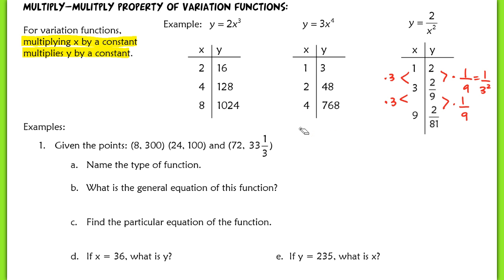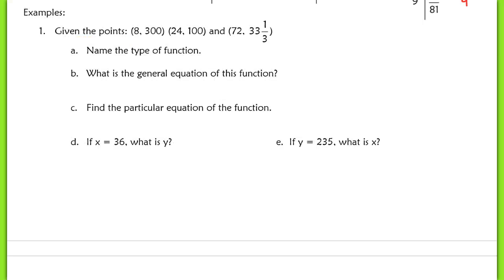So let's start now with our first example where we're going to write an equation for a variation function. In example 1, we are given 3 different coordinates, and based off of those coordinates, we're supposed to decide the type of function that this is.